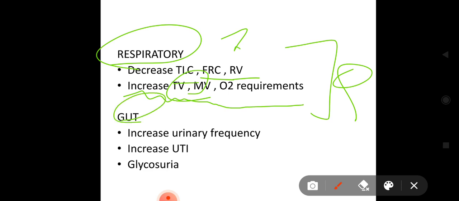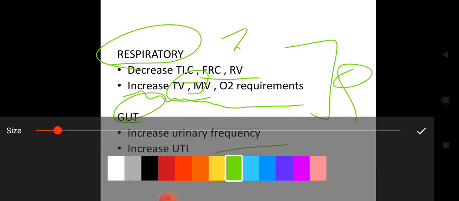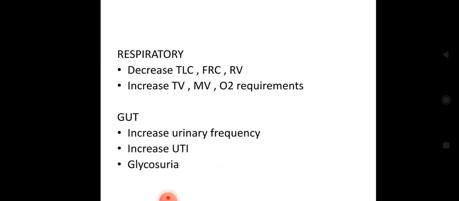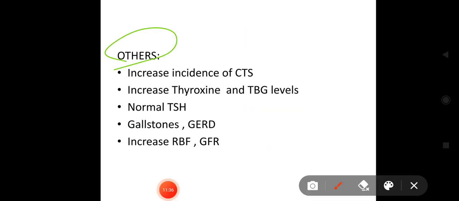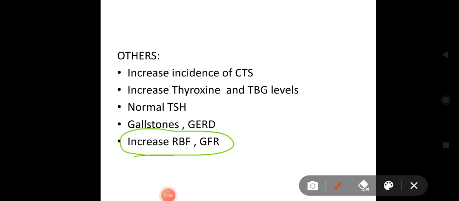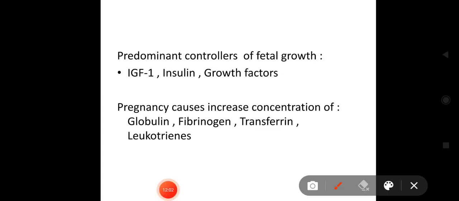About the genitourinary tract, increased urinary frequency is seen, chances of UTI increase, and glycosuria can be seen in pregnancy. Other changes: increased incidence of CTS, that is carpal tunnel syndrome, median nerve entrapment, increased thyroxine and thyroxine binding globulin levels, and normal TSH, gallstones can be seen, and increased renal blood flow and glomerular filtration rate. So this can be asked: what happens to RBF, renal blood flow, and glomerular filtration rate in pregnancy? So it increases. Okay.